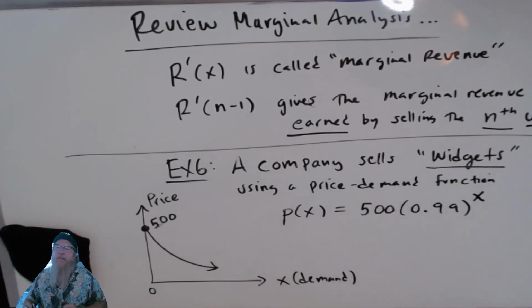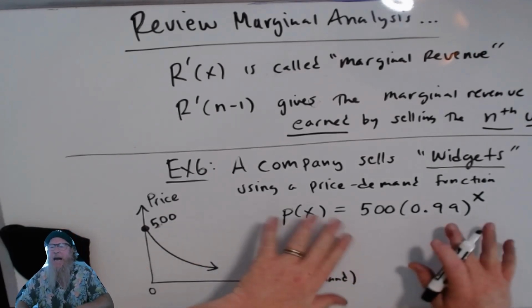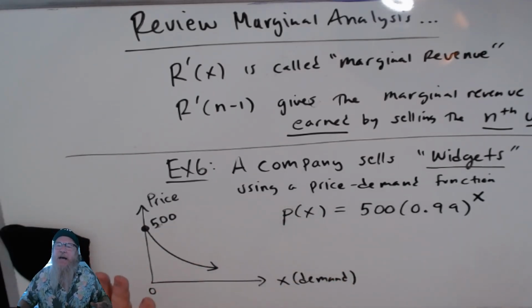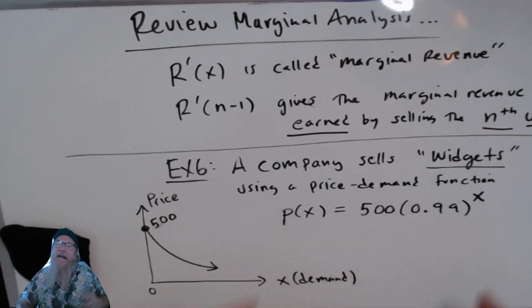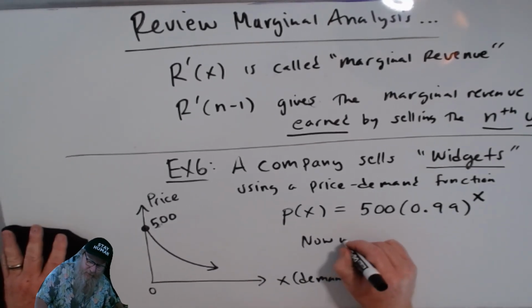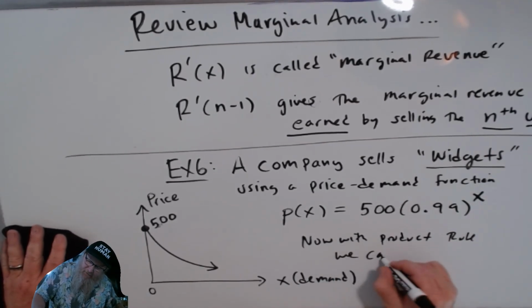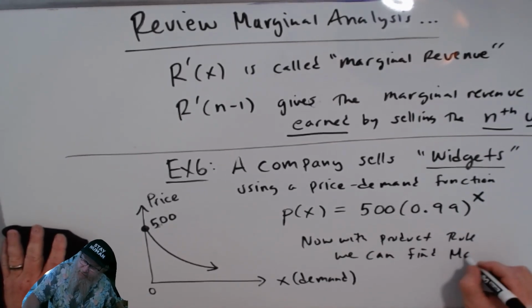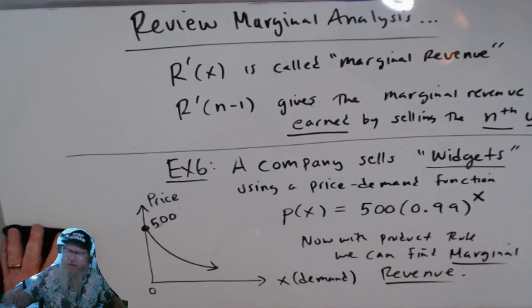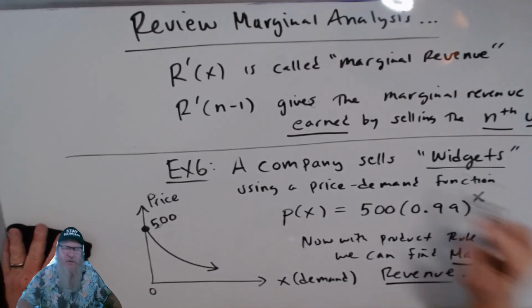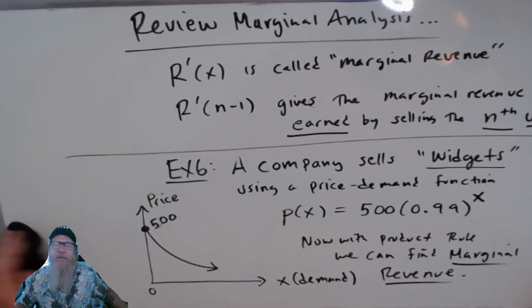All right, so that's how the price demand works. In my previous lecture, we could analyze the price, but for this type of function, we couldn't talk about the revenue yet. But now we can. With the product rule, we can find marginal revenue. So let's find the marginal revenue of this particular product, the widget.